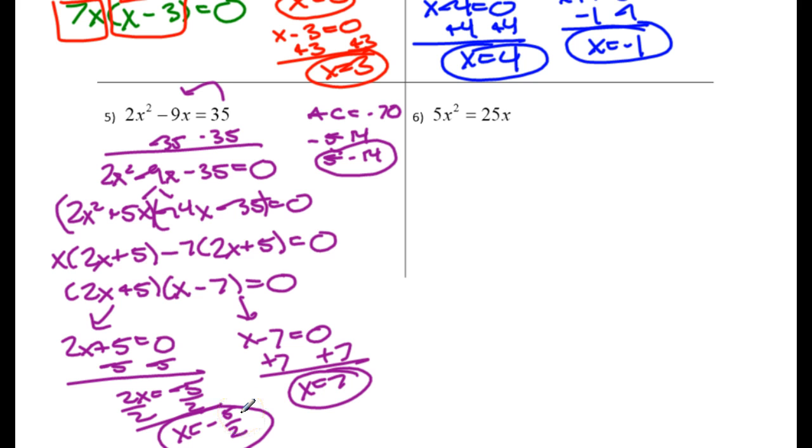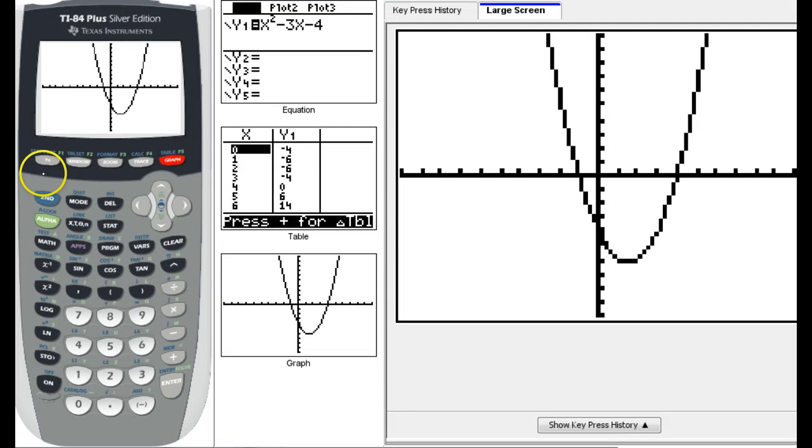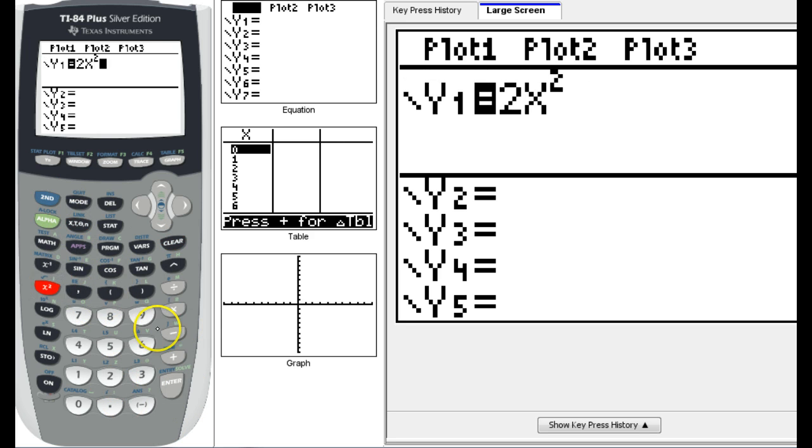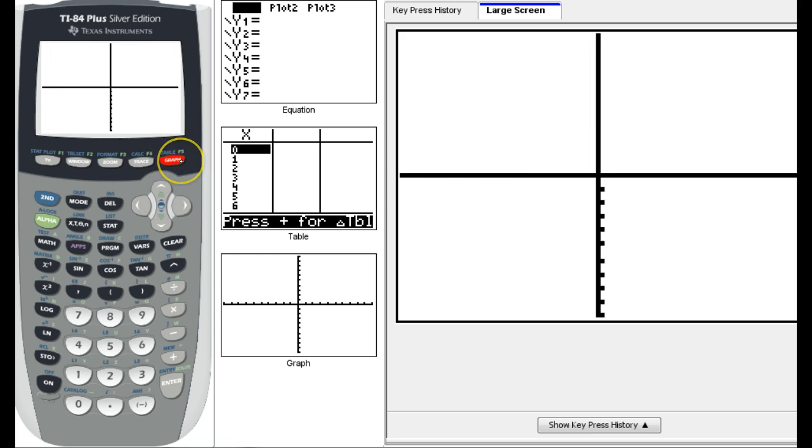Now that's kind of hard to understand what it means sometimes. If you put that in your calculator, negative 5 divided by 2 is negative 2.5. So let's verify the answers with our calculator. Let's come back to the y equals screen. Let's type in the equation in standard form. So after we move things around, it was 2x squared minus 9x minus 35. Let's check our graph out.